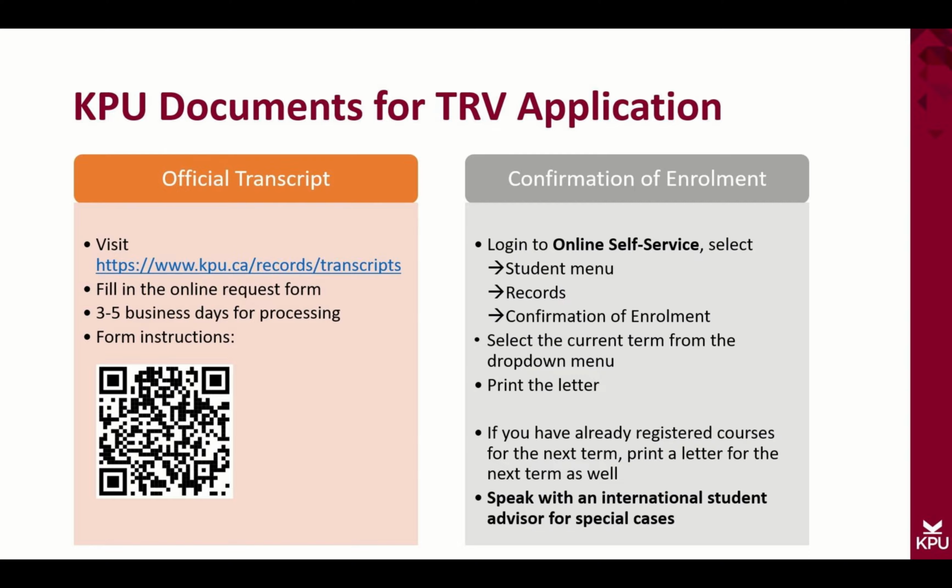The second KPU document is your confirmation of enrollment letter. To obtain it, log in to your online self-service account, select Student menu, Records, then Confirmation of Enrollment. Select the current term and print out a PDF copy of the letter. If you have already registered courses for the next term, print a letter for the next term as well, or provide a copy of your next term schedule. If you are not registered in class, speak with an international student advisor to discuss your situation.